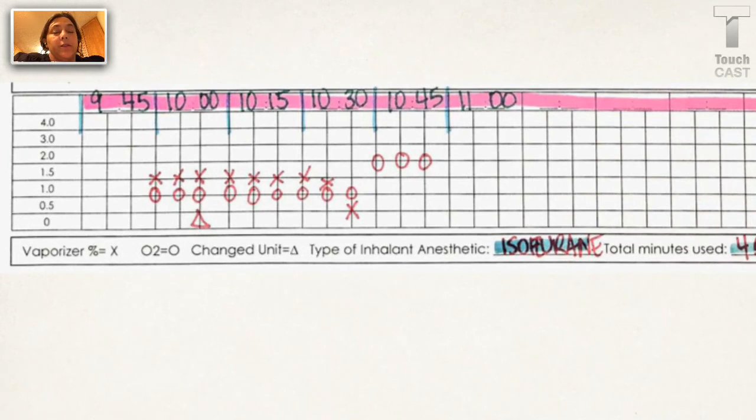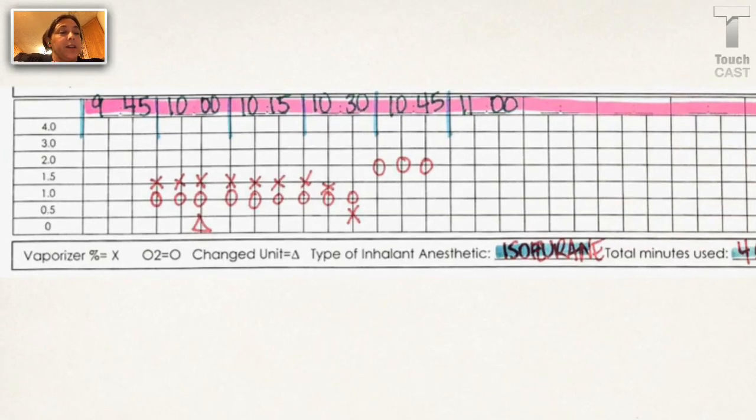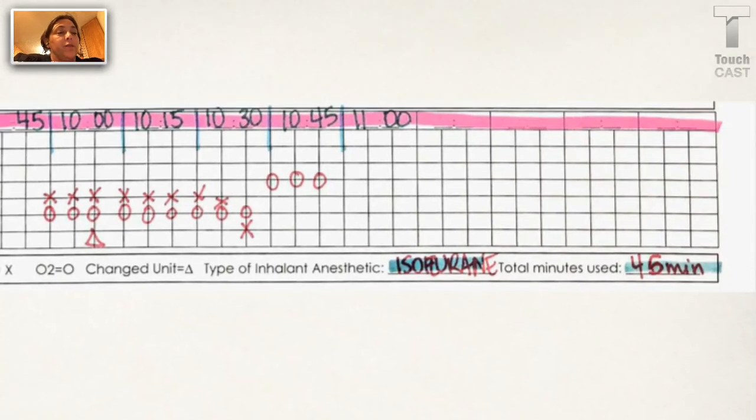So I can look at this and I can say, hey, we were in treatment, we moved to surgery, we've got our oxygen, we've started to lower it because Dr. Reedy was almost finished, and then she was done, and so we turned up the oxygen, and then she was extubated at 11. So that's what that's telling us. So don't forget to also write isoflurane and the minutes that you used the isoflurane.